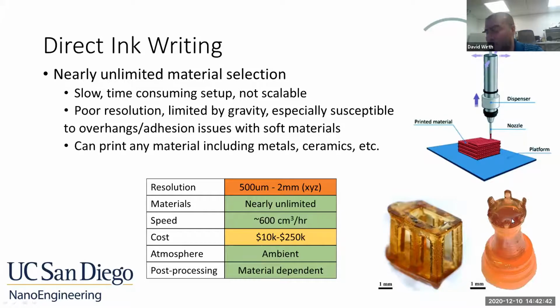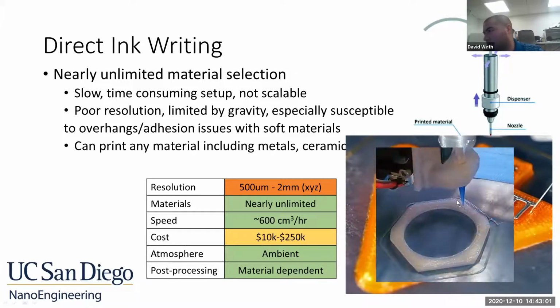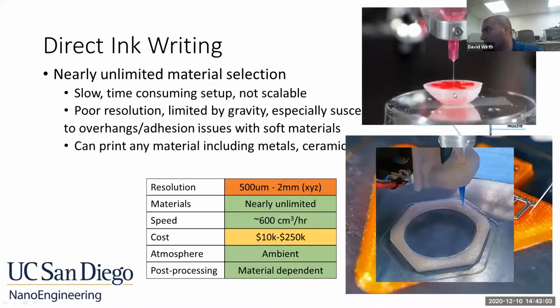There's a lot of geometric limitations because you're squeezing the thing out, and every time you squeeze something, it kind of sticks to the layer below it. So you've got to go really slow. And so the parts don't look that great, but you can extrude just about any material that you can put in a syringe. Conductive polymers, sure. Silicone, okay. Bio things, yeah.